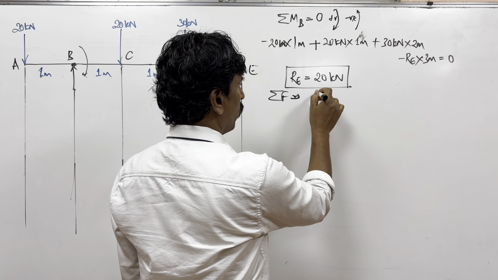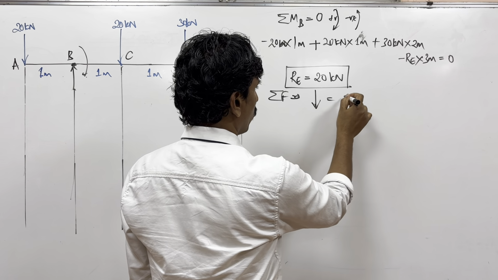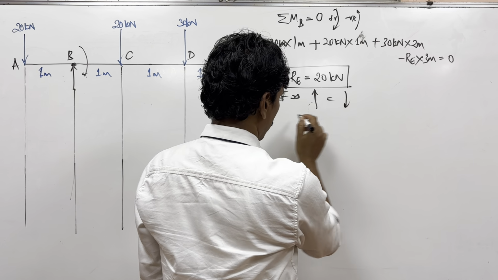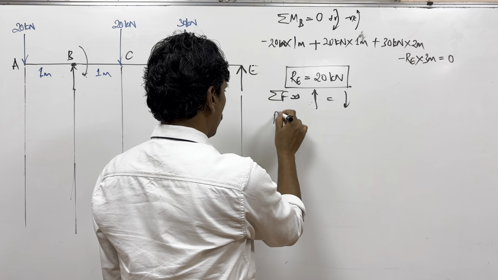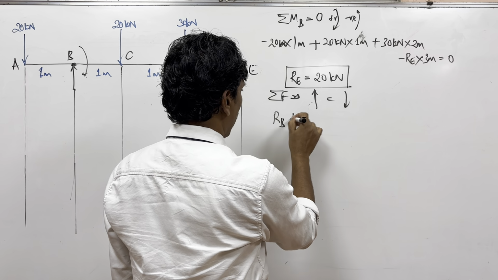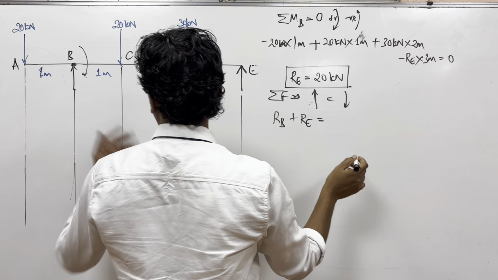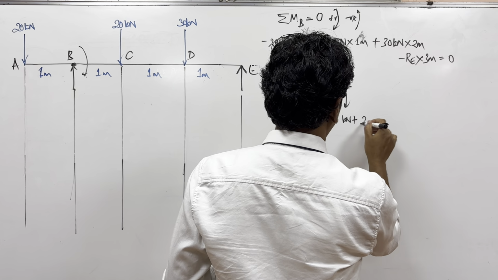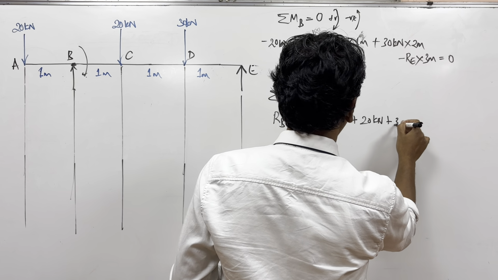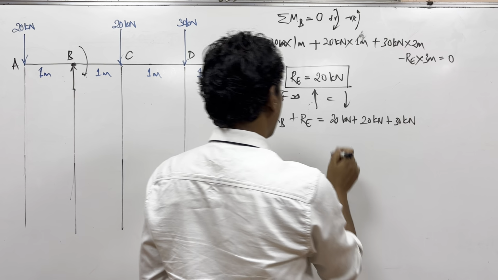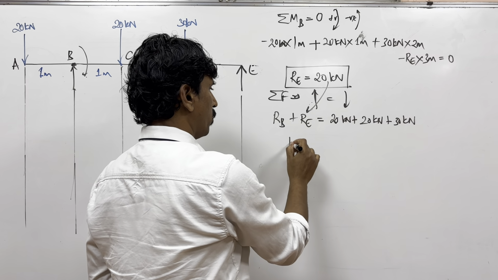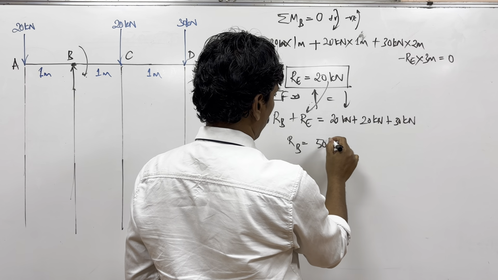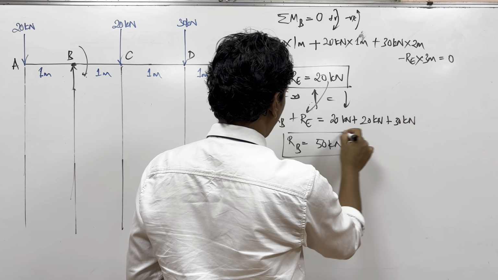That means going upwards is equal to going downwards. Going upwards are the two forces RB plus RE. How many are going downwards? 20 kilonewton plus 20 kilonewton plus 30 kilonewton. All these are going downwards. Substitute the value of RE as 20. So RB will be equal to how much? 50 kilonewtons. So RB is 50 kilonewtons.